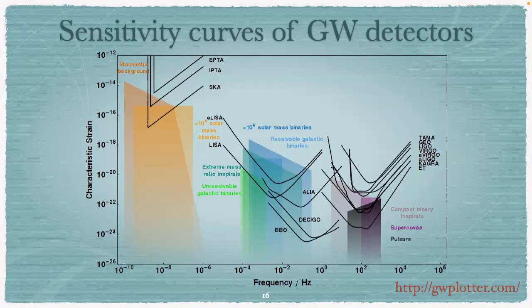For example, these detectors can detect, say, neutron star pulsars or compact binary inspirals. Similarly, these detectors can detect binaries, white dwarf binaries in our galaxy and so on. And these are some pulsar timing array detectors that have also been built.